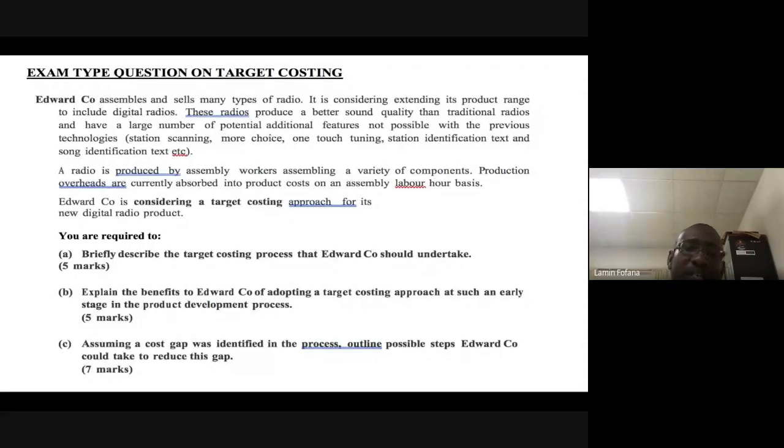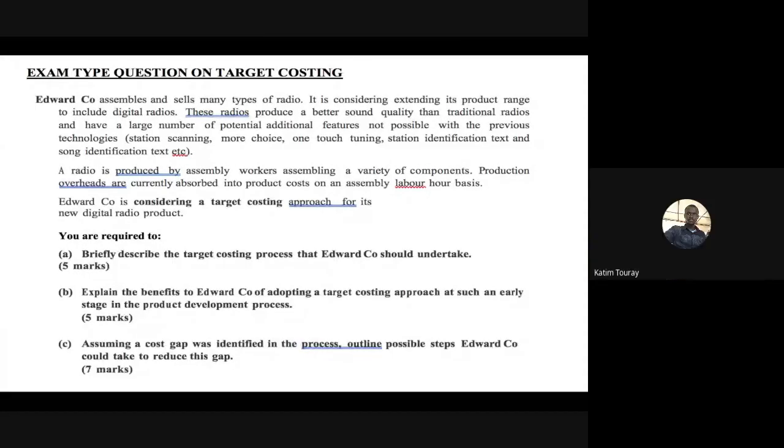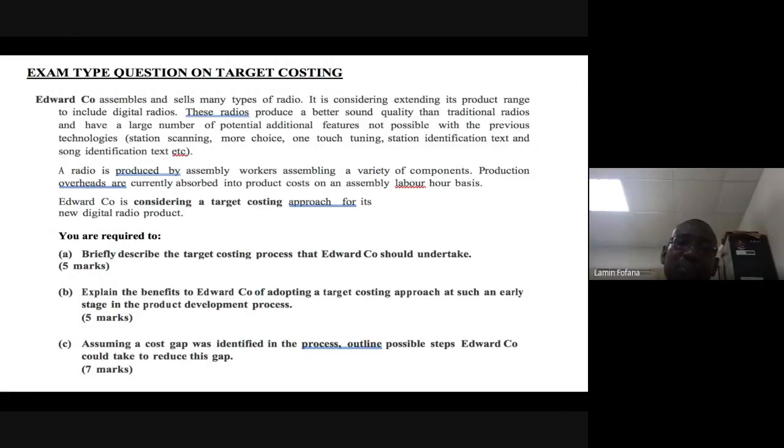So what's another thing that you can reduce your gap? What other process can you undergo in terms of Edwards Company Limited that you can employ to reduce the gap? Mr. Fowler. Yeah, like you can also substitute the expensive components of the digital radio with cheaper ones. With cheaper ones, yes. Give me at least one example, please.